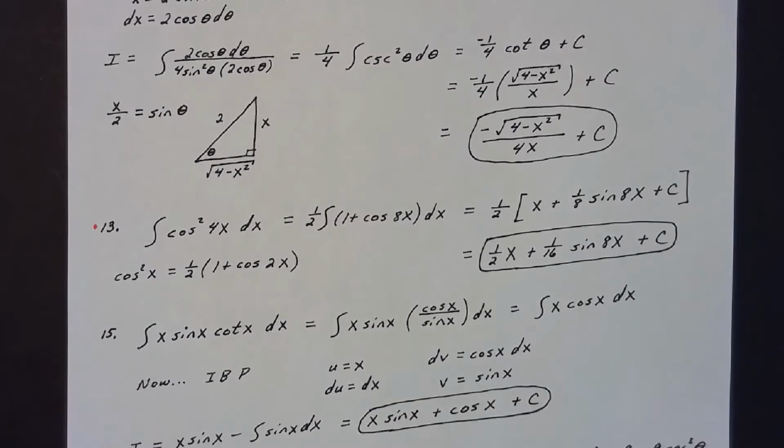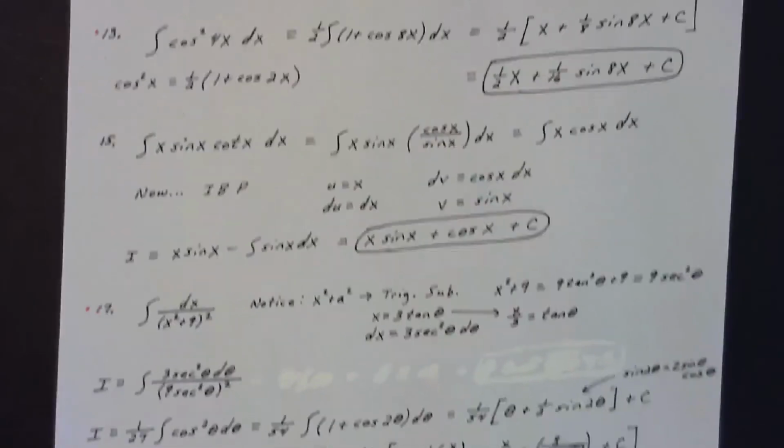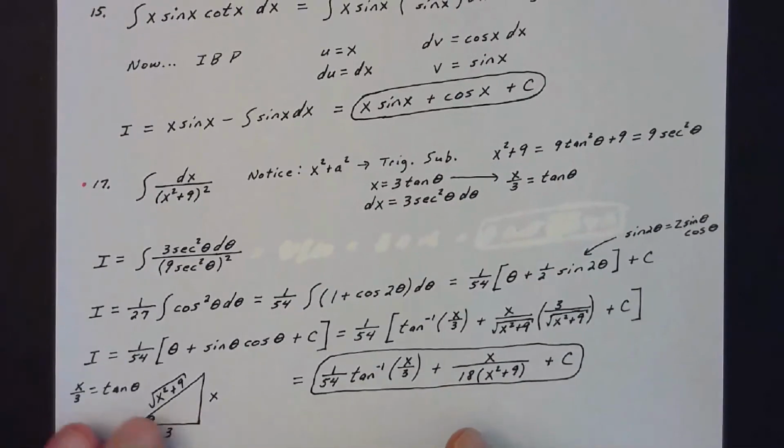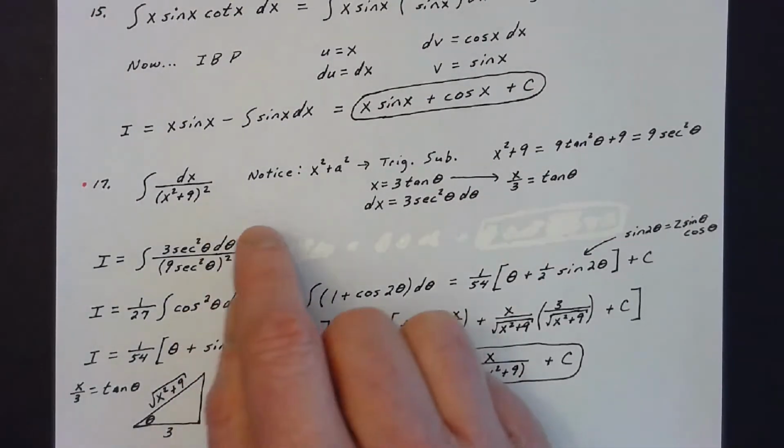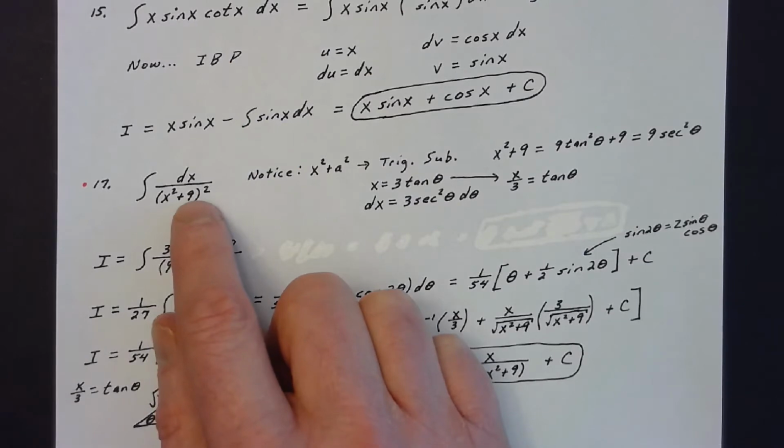Next one I want to look at, actually I'll skip 15 and look at 17 with you. You can tell I had the whiteout portion of 17 here. But now in this one, you have the integral of dx over x squared plus 9.